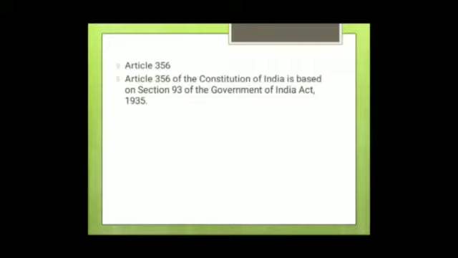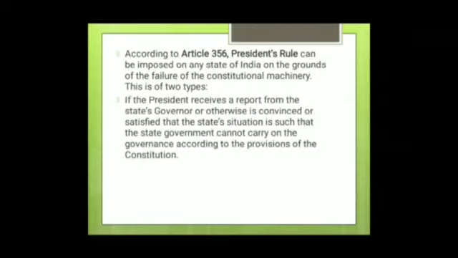According to Article 356, President's Rule can be imposed on any state of India on the ground of failure of constitutional machinery. So that is state emergency. President's Rule can be imposed on any state of India. In national emergency, we saw there were three grounds: external aggression, war, armed rebellion. Whereas in state emergency, it can be imposed on the ground of failure of constitutional machinery.